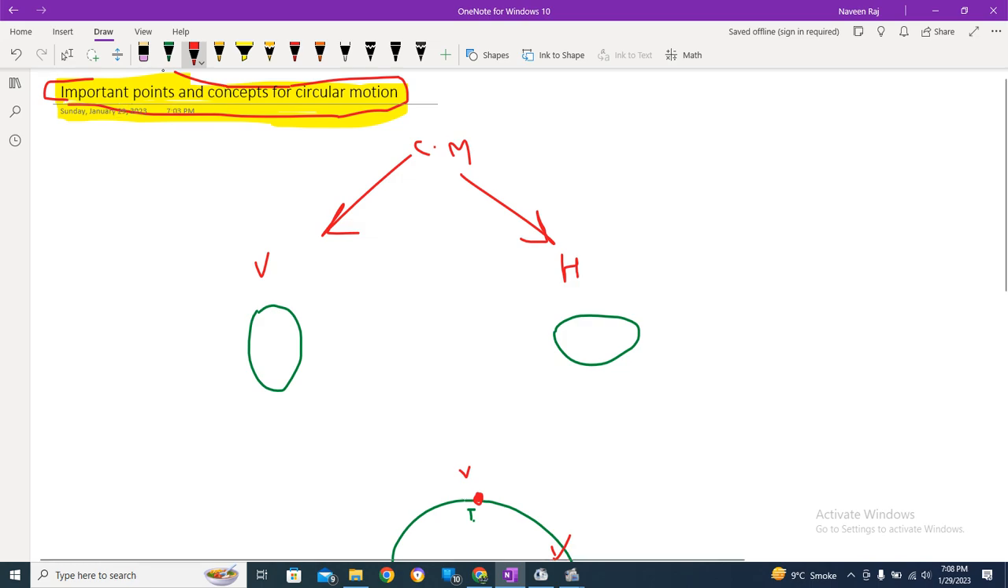Alright, first of all, we have some very basic things over here. Even though this is a very short video, it will help you a lot. This is the circular motion I have just painted. It is of two types: one is vertical and the second one is horizontal.